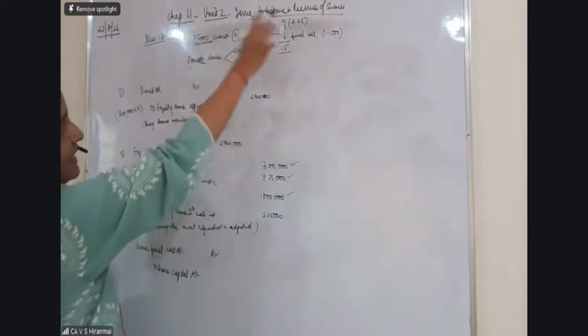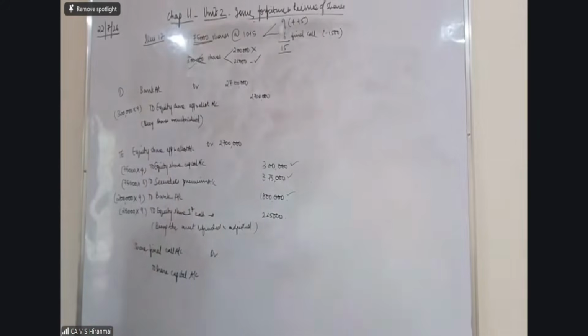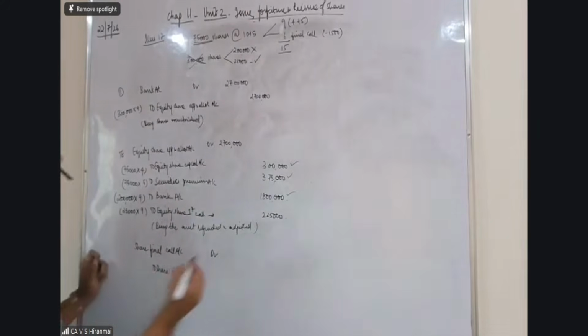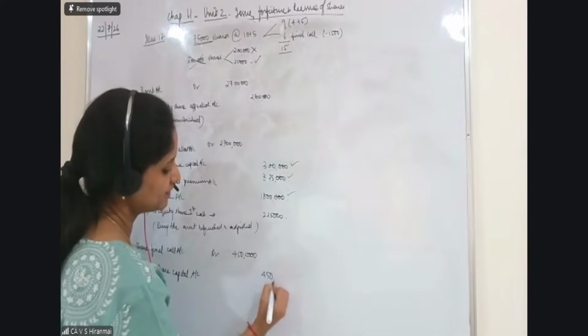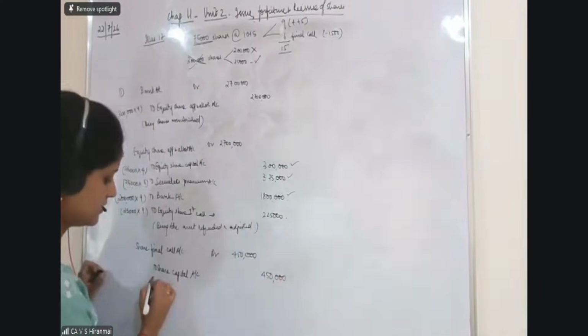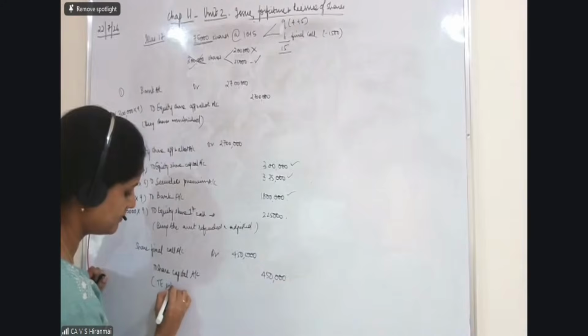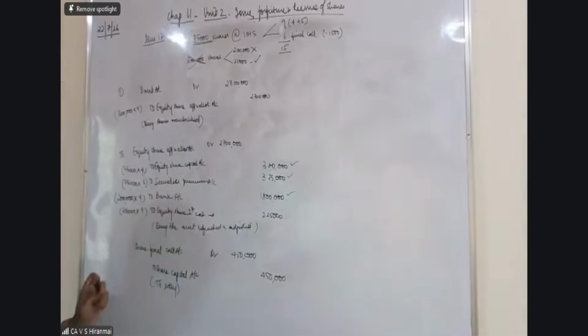The next one, 75,000 into 6. So 75,000 into 6 gives me 4 lakh and 50,000. Correct? 4 lakh and 50,000. So this is the transfer entry made. Now, how much you are going to ask from the people? All of you, please see. Here only you are going to write this entry.